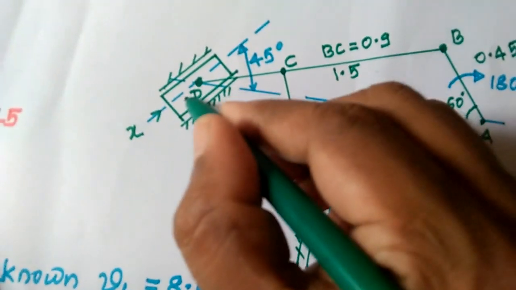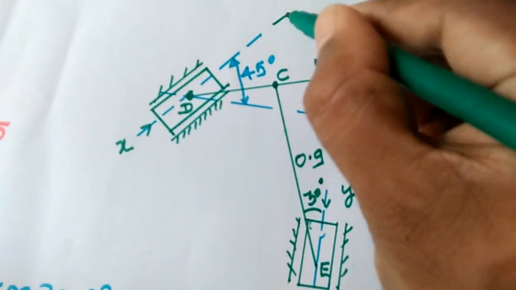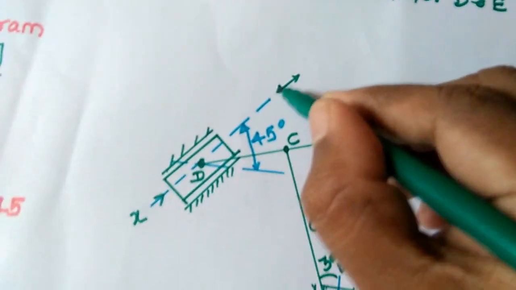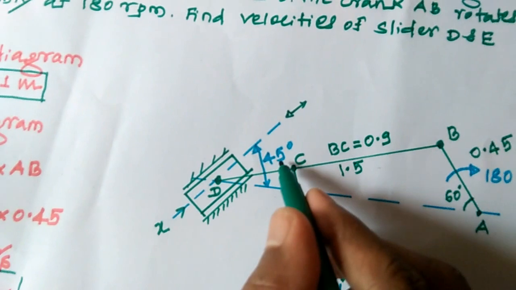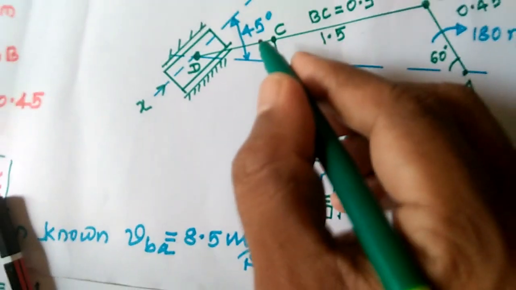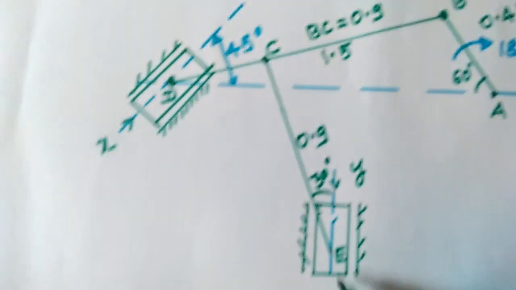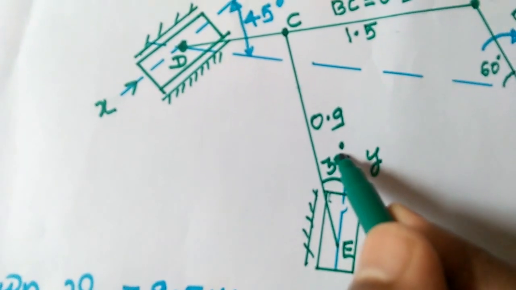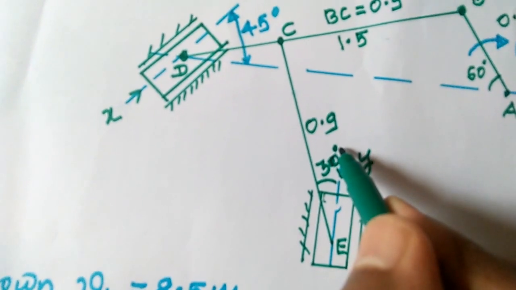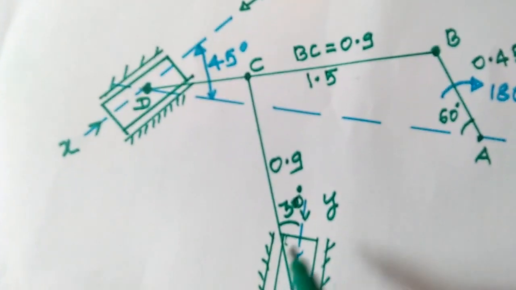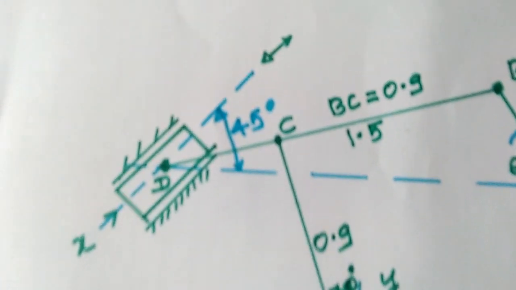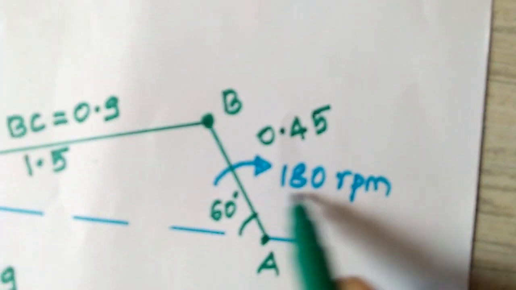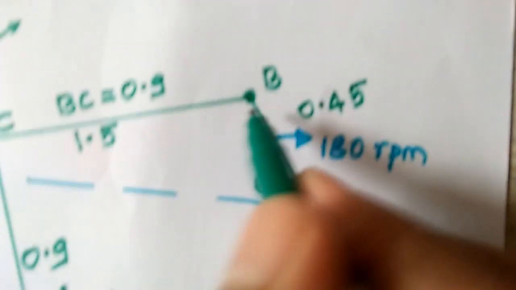Then that is a slider, it oscillates, it moves up and down at an angle of 45 degree. Then C equals 0.9 meter. It makes a 30 degree. This is also important. This makes a 30 degree with respect to vertical. Then they have given a 180 rpm rotation of the crank, that is AB.